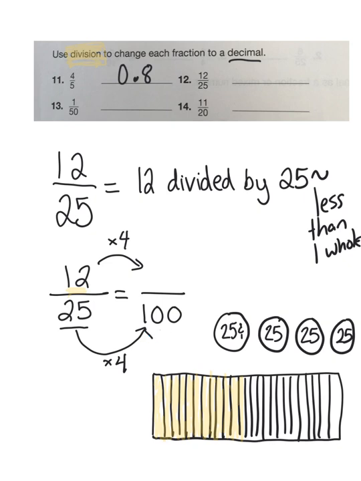So when I do that, can you see that my yellow pieces are multiplying along with my whole? So now I have not 12 pieces shaded yellow. Now I have 48 equal pieces shaded yellow. So 48 out of 100 is equivalent to 12 out of 25. And 48 out of 100, or 48 hundredths, is easy to write in decimal form.